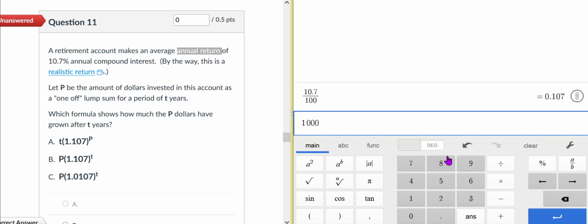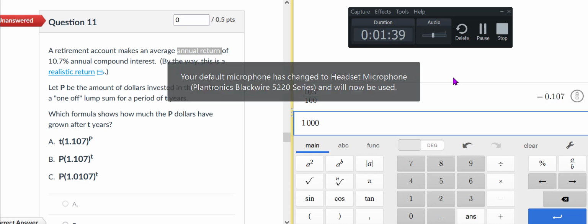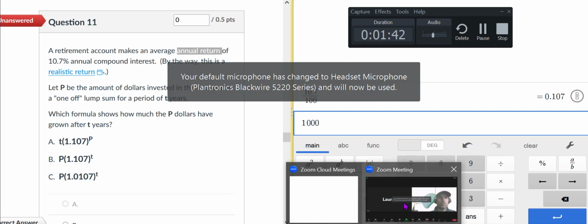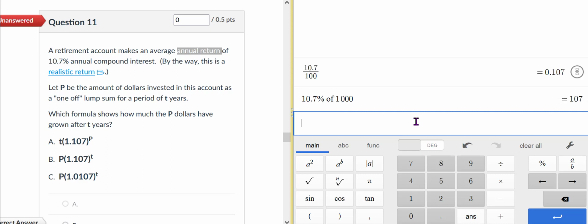So you would times 1,000 by that decimal, right? So you just go 10.7% of 1,000, and that gives you $107, or it's just 0.107 times 1,000. So after 1 year, we'd have $107 in interest.